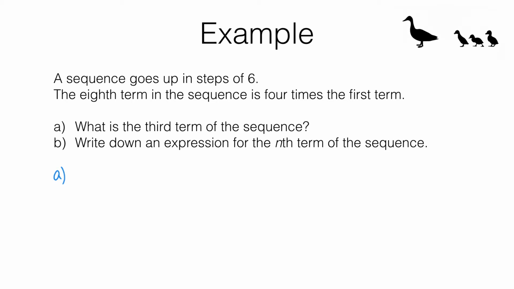Now, as things stand, I don't know what any of the terms of the sequence are. So what I'm going to do is represent the first 8 terms using blank spaces. I'm going to call the first term of the sequence x. We know the sequence goes up in steps of 6. So to go from one term to the next, we just need to add 6. If we do that here, we get that this term is x plus 6. And if we do that again, if we add 6 to go from the second to the third term, we find that the third term is x plus 12. The next one will be x plus 18, and so on.